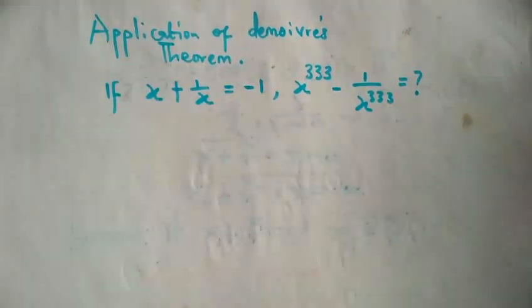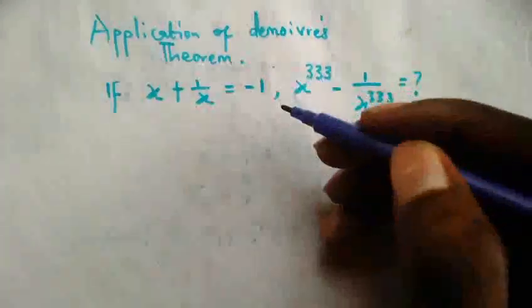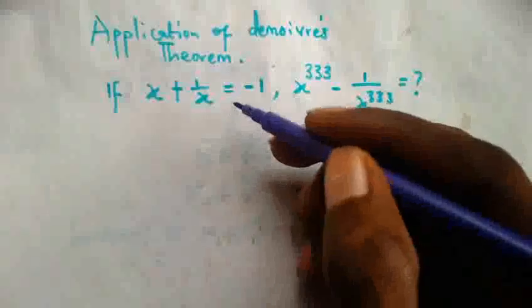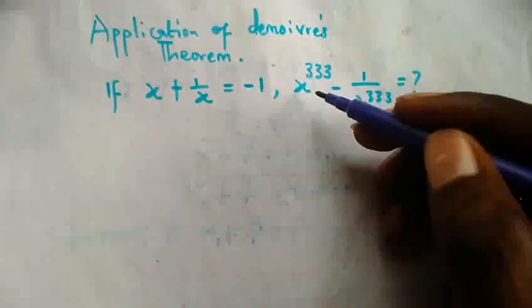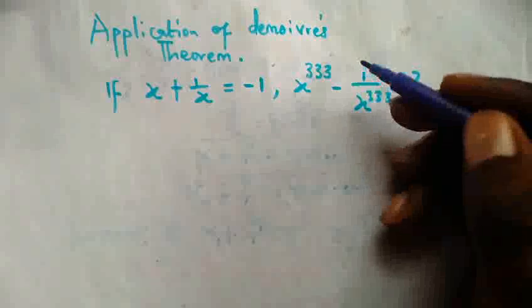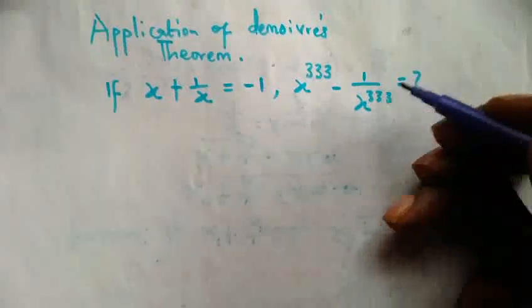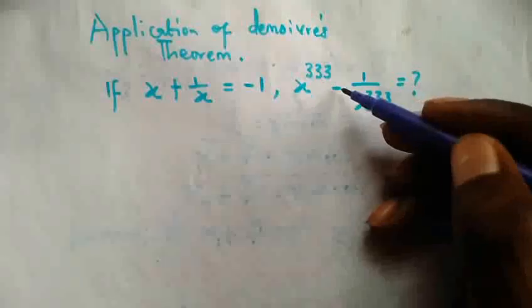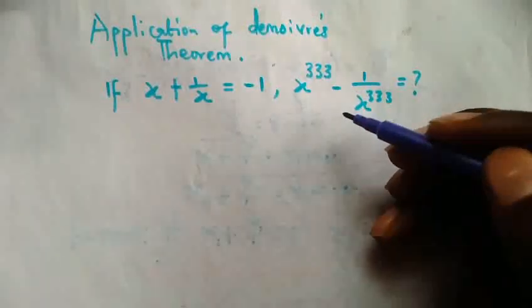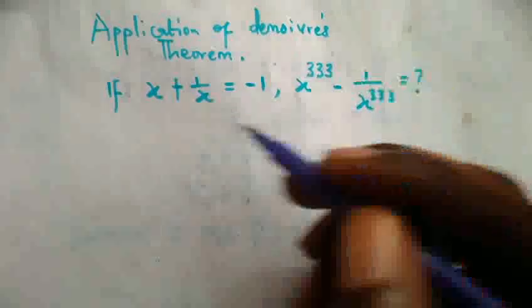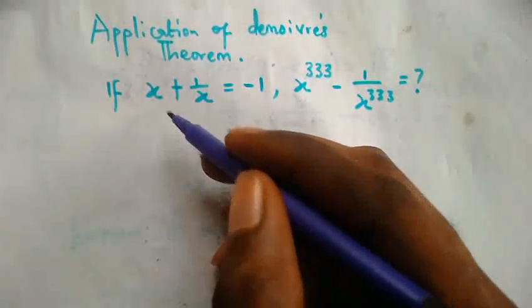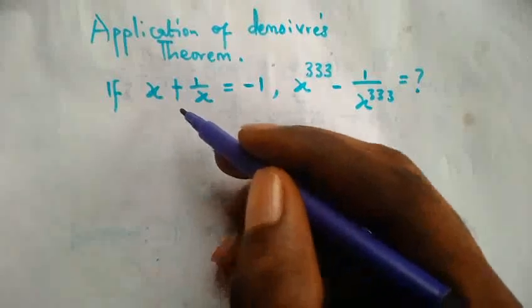Today we're going to learn how to apply De Moivre's theorem in solving this type of problem. If x plus 1 over x is equal to negative 1, then x raised to power 333 minus 1 over x raised to power 333 is equal to what? Whenever an expression is in this form, having this negative sign, it is likely to have more than one value. Because of this, we're going to compute the value of x minus 1 over x. Remember, we're asked not to find the values of x in this case.